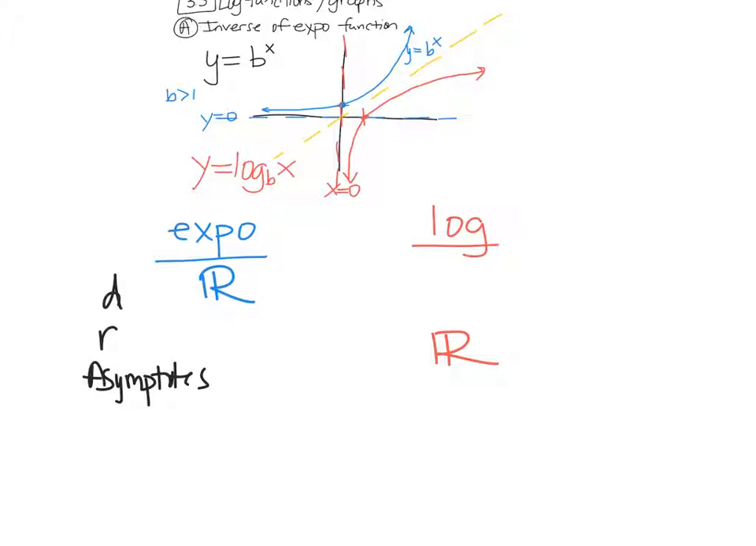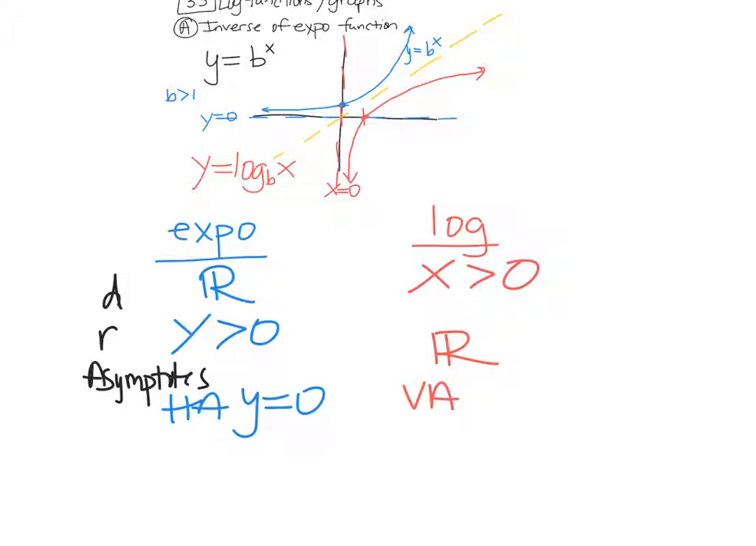All real numbers. What was the range for exponential functions? Y was greater than 0. So for logs, it's going to be x is greater than 0. Everything's switching, x and y. That means domain and range switch too. The asymptotes. For exponential functions, it's a horizontal asymptote at y equals 0. For a log function, it's a vertical asymptote at x equals 0.